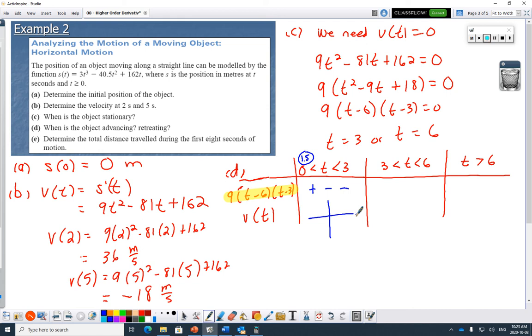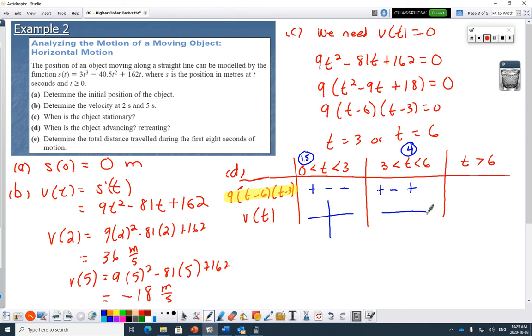I want to know whether velocity is going to be positive or negative between 3 and 6. So I pick a representative number. It's going to either be always positive or always negative. I'm going to choose 4, but you can choose anything between 3 and 6. And then I'm going to look at the different factors and see whether they're positive or negative. Well, the number 9 is always positive. When I sub 4 in for t, I get negative when I do 4 minus 6, and I get positive when I do 4 minus 3. If I multiply a positive with a negative with another positive, I get negative in that section. And again, you can just sub the number in.